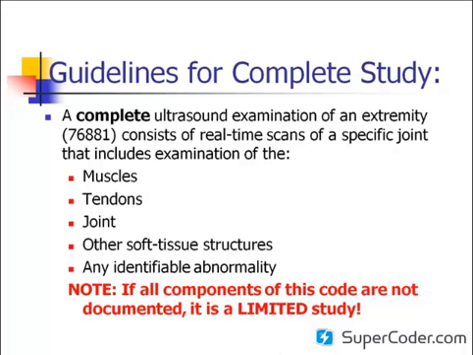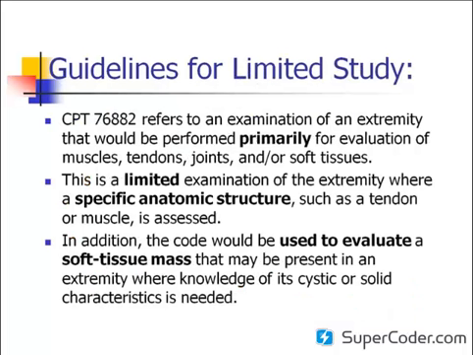On slide 5, 76882 is the limited study, and that's primarily if you're going to evaluate 1 or 2 of those aspects that were included in the complete study. It's a limited examination where they're basically looking at the specific anatomic structure, such as a tendon or a muscle. In addition, it would also be coded to evaluate a soft tissue mass. Prior to this, it was anybody's guess as to what we were using for that. So thank God they did come up with this, and this is the one that we would use now to code for ultrasound of soft tissue mass.